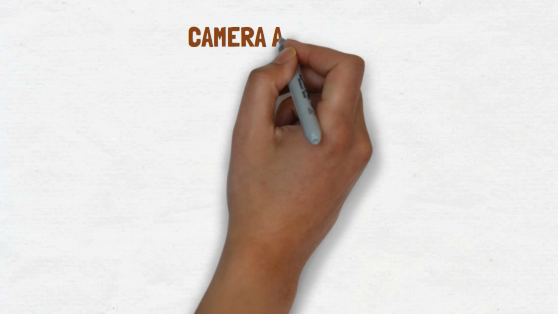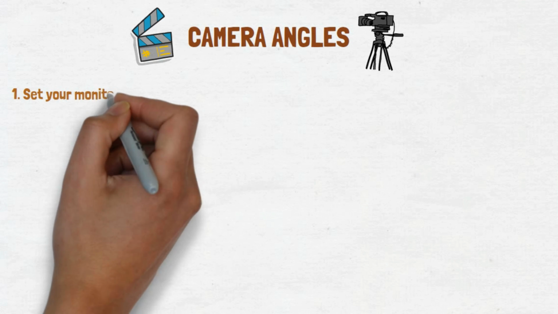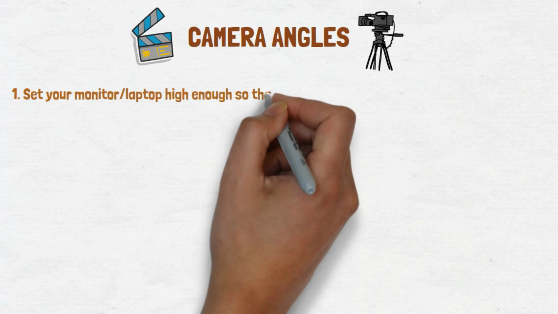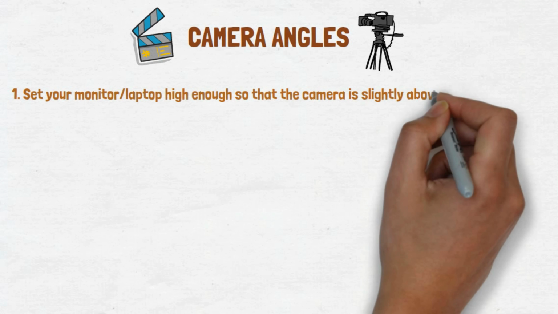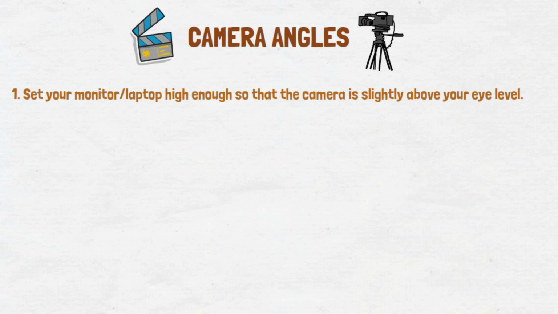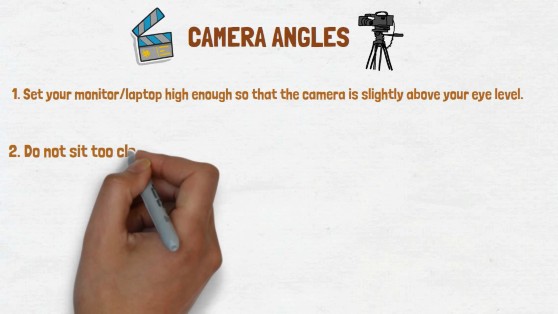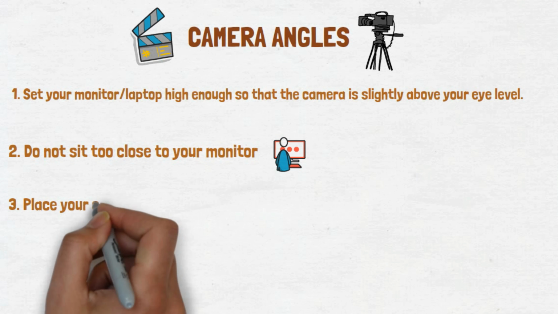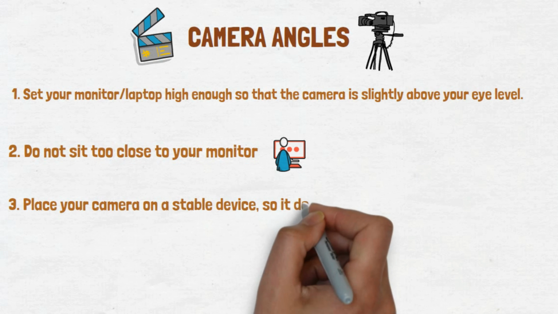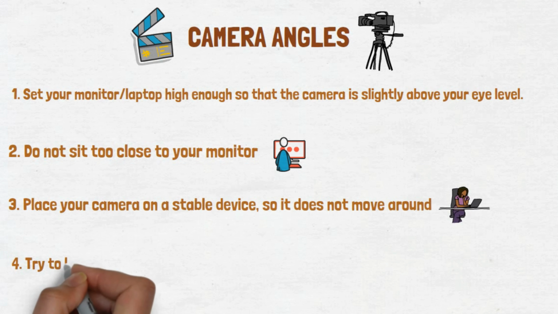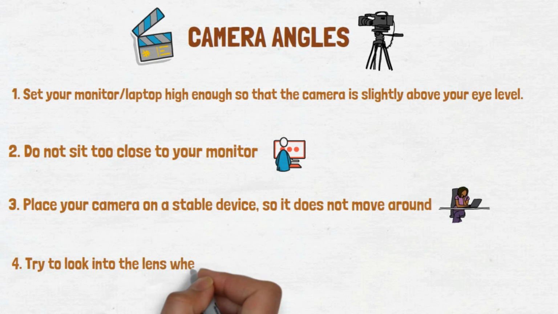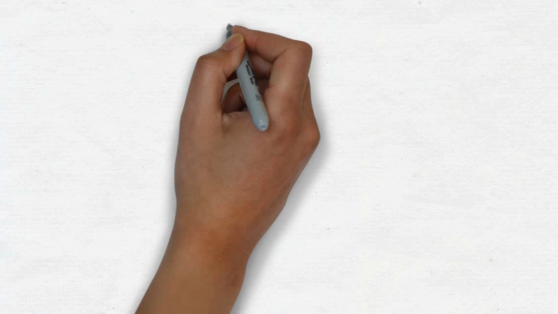The next is your camera angle. To get a great angle, set your monitor or laptop high enough so that the camera is slightly above your eye level, so that you look up straight into the camera. Do not sit too close to your monitor. Place your camera on a stable device so that it does not move around, and try to look into the lens when speaking and not at the other panelists or anchors.